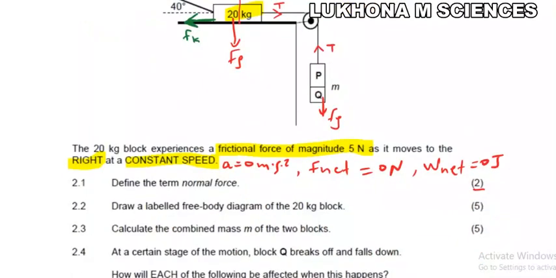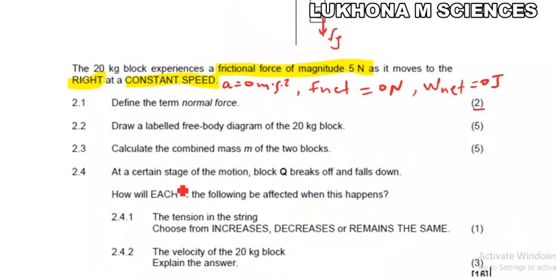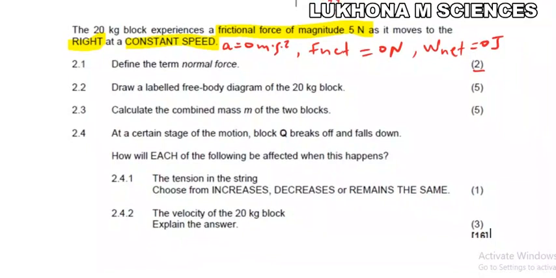The first question: define the term normal force. The second question: draw the labeled free body diagram. Then calculate the mass M. Then at a certain stage in the motion, the block Q breaks off and falls down. How will each of the following be affected when this happens? What will happen to the tension? What will happen to the velocity of the 20 kg?